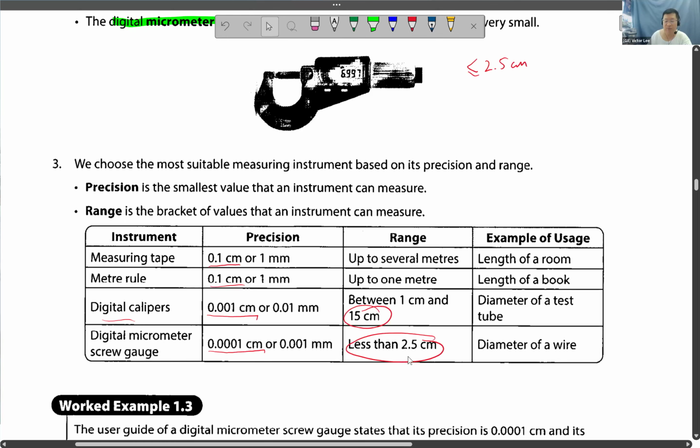They do ask, for example, why is it I cannot measure the diameter, the width of my handphone using the micrometer screw gauge? Because this is larger than 2.5. I cannot use it. Must know that. Okay.